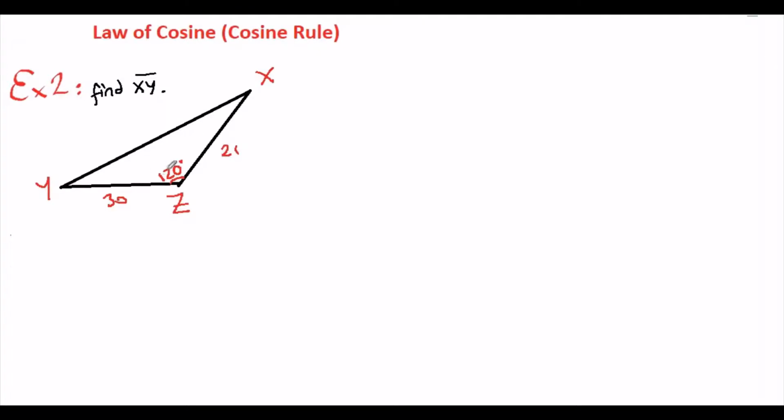Let's continue with problem number 2. We are given triangle XYZ. YZ is 30, XZ is 21, and the angle Z is 120. So we're going to find side Z. We're going to apply the direct formula. Z squared is equal to Y squared plus X squared. These are the known given sides. This is the missing side. Minus 2 times XY times cosine of Z.